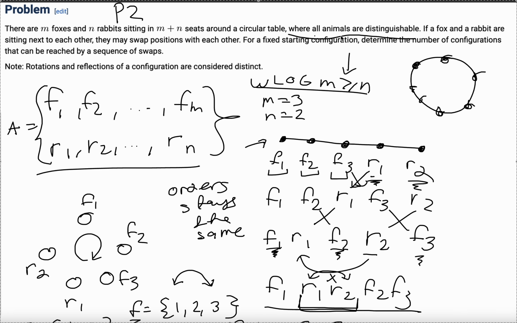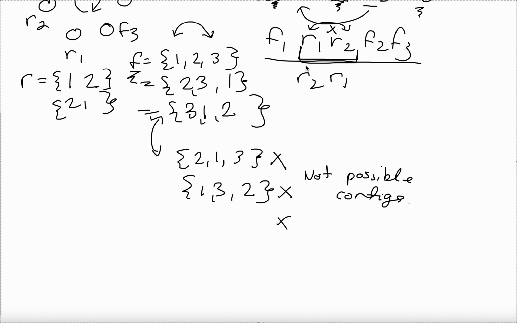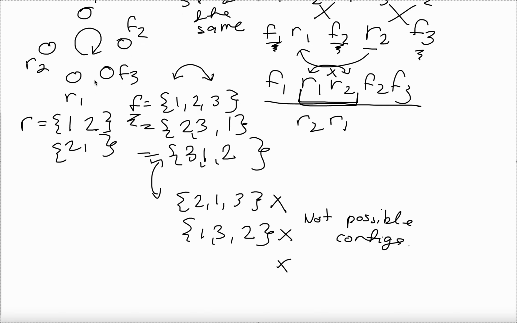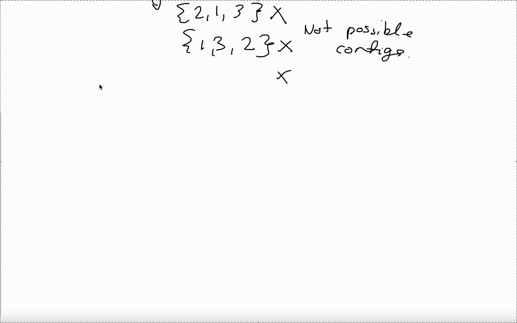But now we need to determine the number of configurations that can be reached by a sequence of swaps. And what they're asking is usually some formula, so probably some function in terms of f of m and n, that gives us the number of configurations. So with this knowledge that we have about the circle, let's try to generalize it.